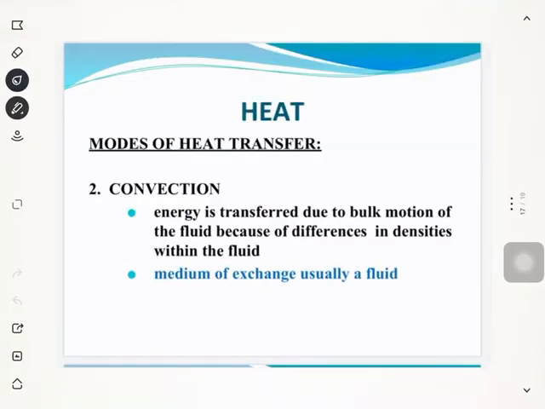Next mode is convection. Convection is energy transfer due to bulk motion of the fluid because of differences in densities within the fluid. The medium of exchange is usually a fluid.